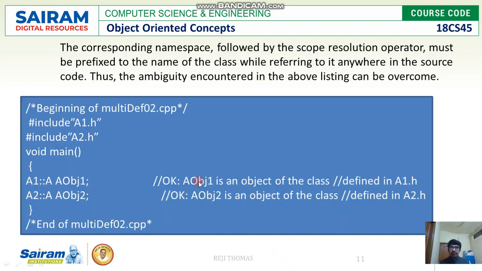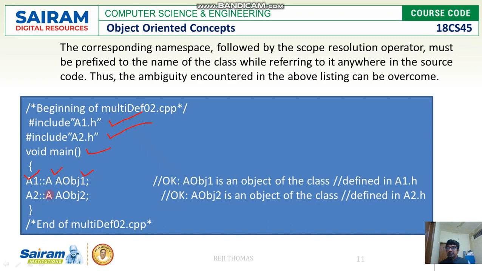Okay, so now what happens as usual: I can write my main function where I have included a1.h and a2.h. When I create an object, I should make sure from which namespace I'm going to use it. Here I give the namespace a1. From namespace a1, I'm going to use the class A, and for that I'm going to create an object.